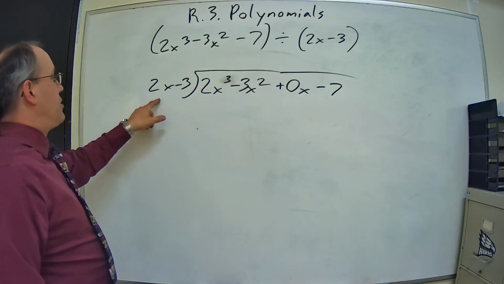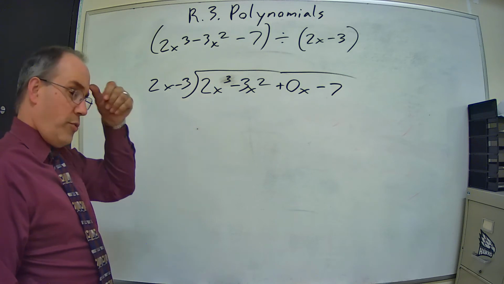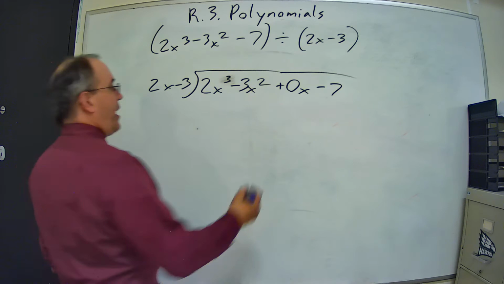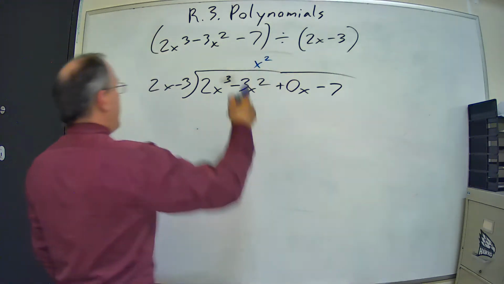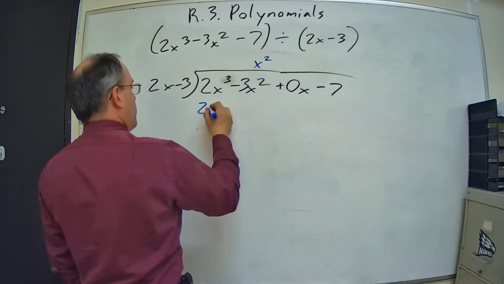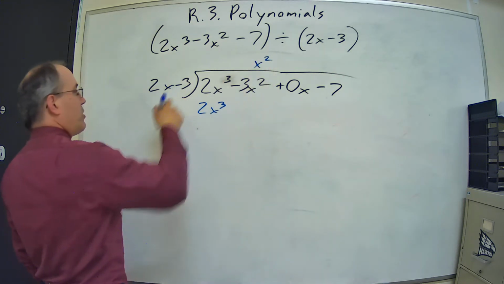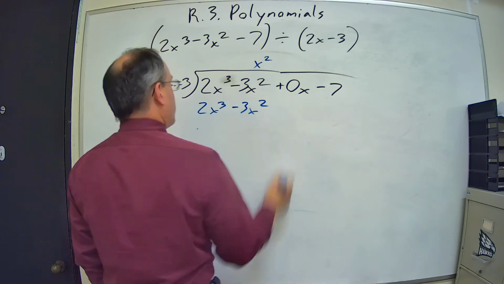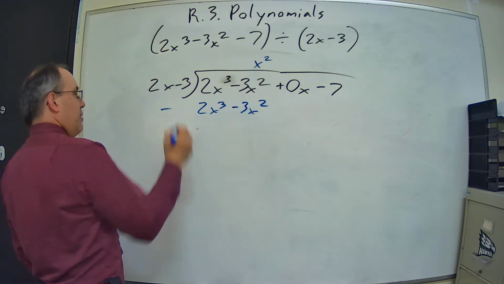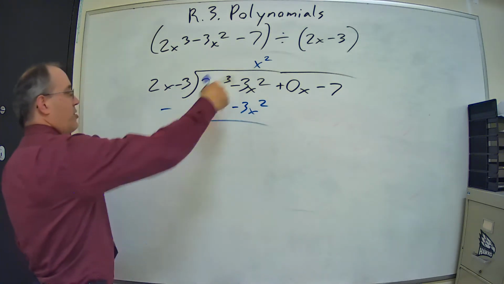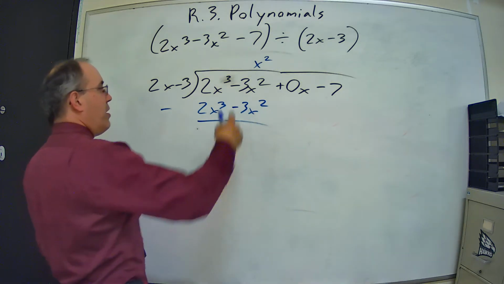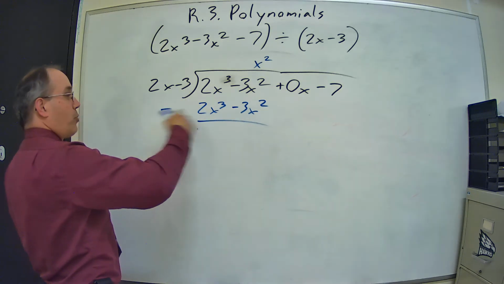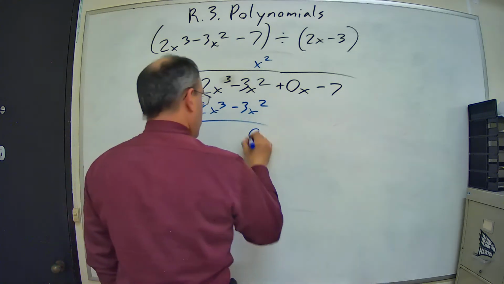So how many times does 2x go into 2x cubed, or what do I need to multiply 2x by to get 2x cubed? I need to multiply it by x squared. x squared times 2x gives me 2x cubed. x squared times negative 3 gives me negative 3x squared. We subtract. 2x cubed minus 2x cubed gives me 0. Negative 3x squared minus negative 3x squared, or negative 3x squared plus 3x squared, gives me 0.